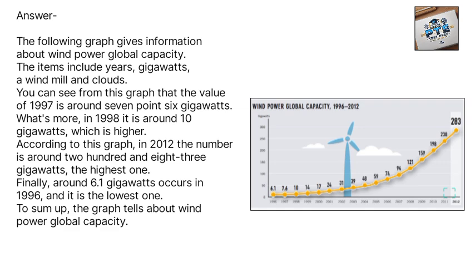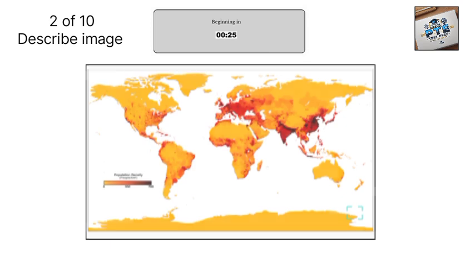According to this graph, in 2012 the number is around 283 gigawatts, the highest one. Finally, around 6.1 gigawatts occurs in 1996, and it is the lowest one. To sum up, the graph tells about wind power global capacity.